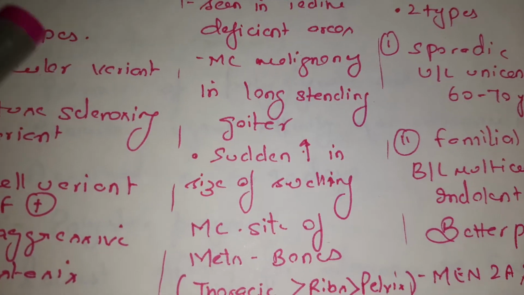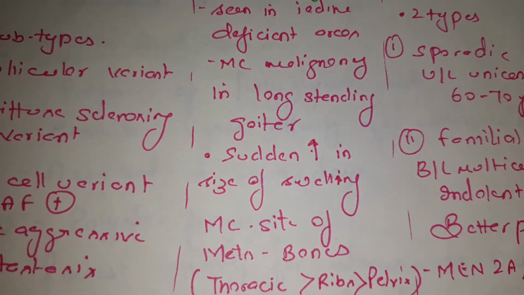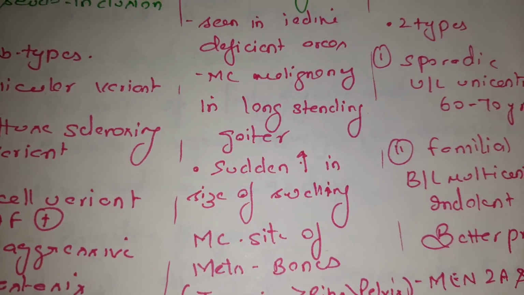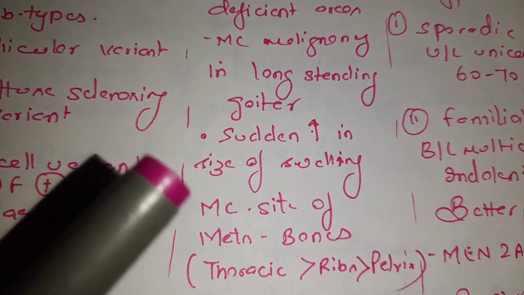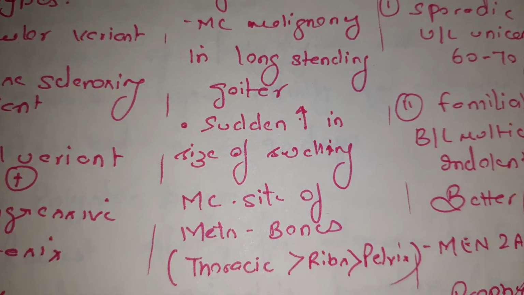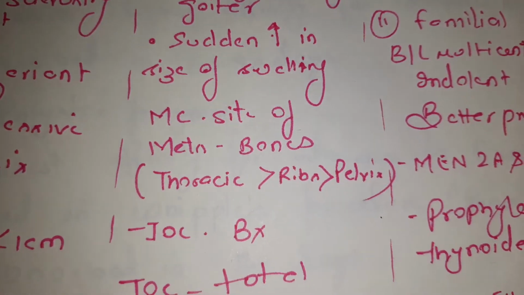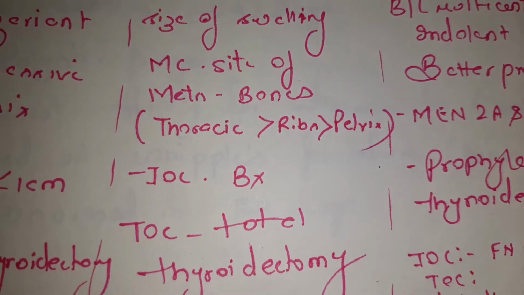Actually these are the short points, it is not like the proper notes, so I've just made small notes, a small review of thyroid classification. Hope you'll cooperate with this. So the most common site of metastasis is bones, thoracic ribs and pelvis. The investigation of choice is biopsy, and the treatment of choice is of course total thyroidectomy.